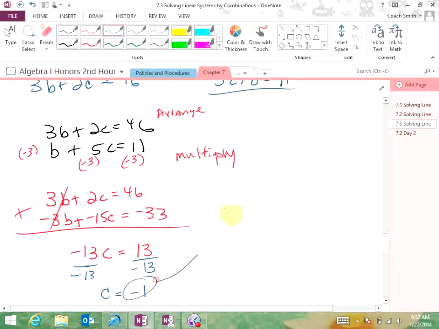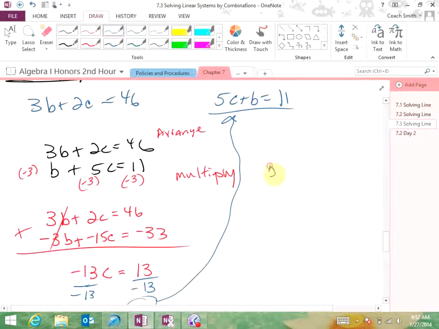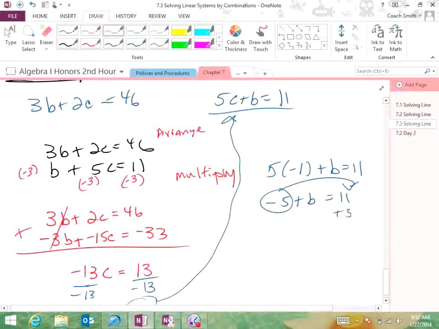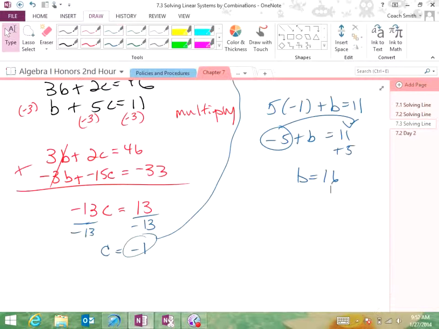I'm going to plug it in up here. And so that gives me 5 times negative 1 plus b equal 11. Well, that's negative 5 plus b equal 11. Take the negative 5, it becomes a positive 5 over there, which gives me b is equal to 16. So you have 16 and negative 1.